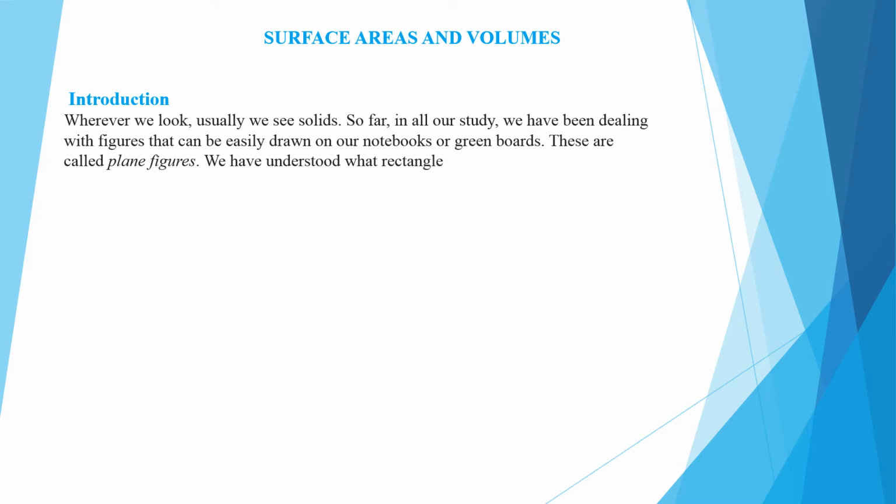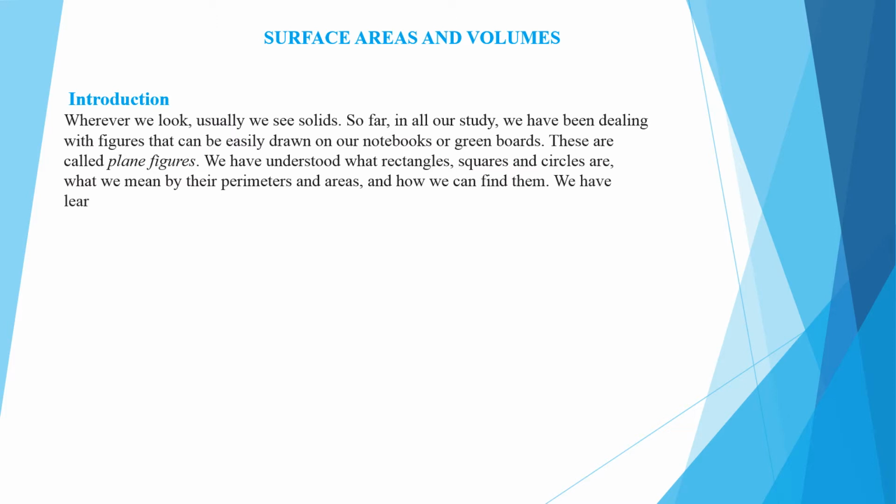We have already understood rectangles, squares and circles, and what we mean by their perimeters and areas. We have already discussed all these in previous classes: their perimeters, their areas, and how we can find them.